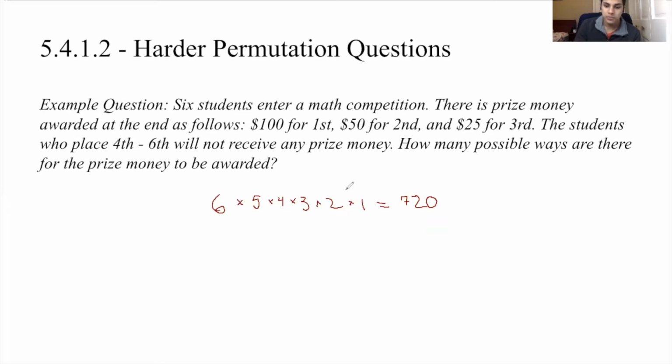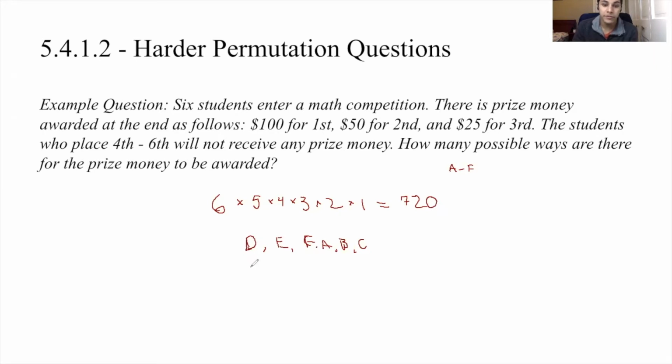So for example, if I label the students A through F, let's say student D came in first, and then E came in second, and then F came in third, A came in fourth, B came in fifth, and C came in last, right? Then D would get $100, E would get $50, and F would get $25. And that's one possible combination of how the prize money can be awarded.